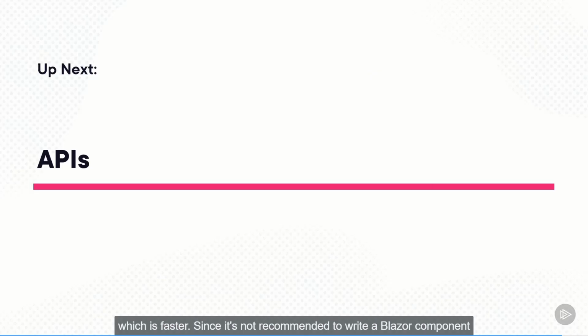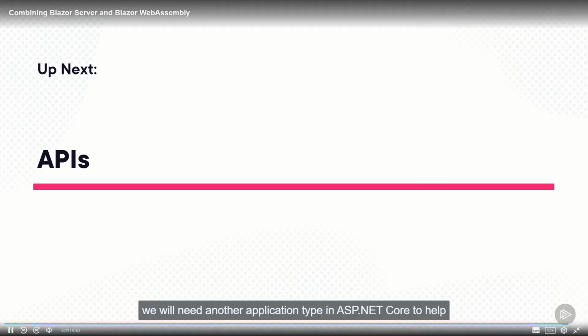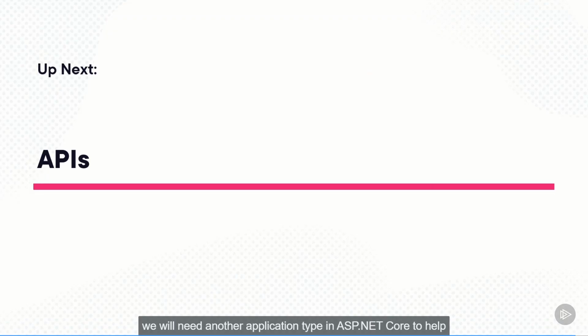Since it's not recommended to write a Blazor component that directly accesses data in a database, for example, we will need another application type in ASP.NET Core to help out. In the next module, you'll learn how an API application is created with ASP.NET Core.